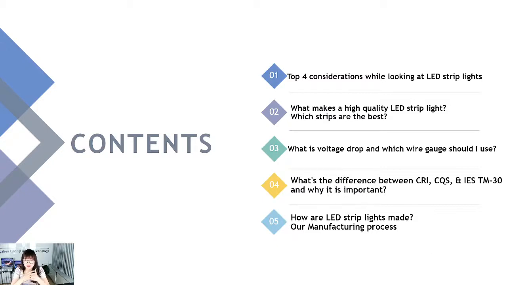First one is top 4 considerations while looking at LED strips, and second is about what makes a high quality LED strip light and which strips are the best. Third is about what is wattage drop and which wire gauge should you use. And fourth is what's the difference between CRI, CQS, IS, TM30 and why it is important. And 5 is about how LED strip lights are made and our manufacturing process. So I hope this will bring you valuable information, and join me.